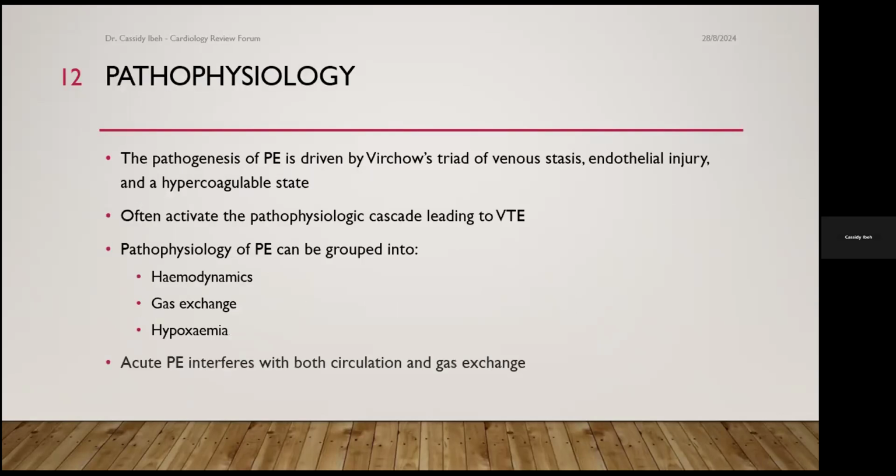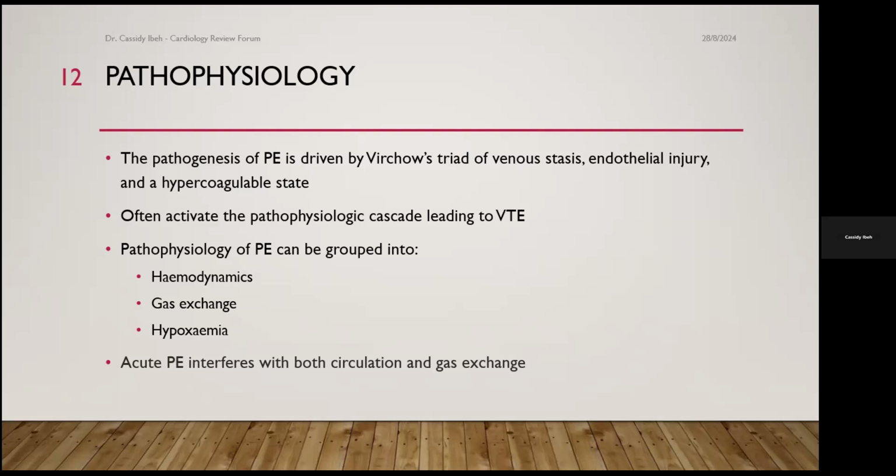Now, looking at the pathophysiology of pulmonary embolism, the pathogenesis, as you all know, is driven by Virchow's triad of venous stasis, endothelial injury, and hypercoagulable states, which often activate the pathophysiological cascade that leads to VTE. I would like to look at the pathophysiology of these conditions by looking at the hemodynamic changes and what happens in terms of gas exchange and hypoxemia.